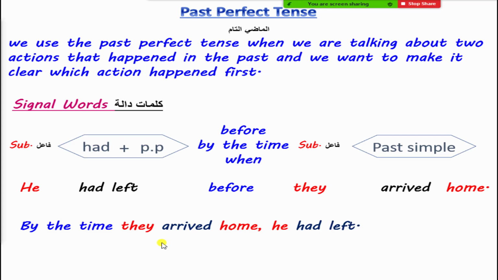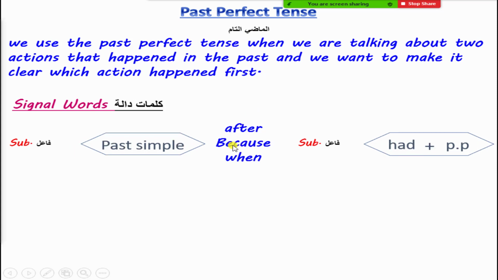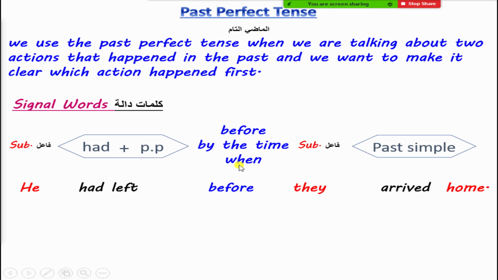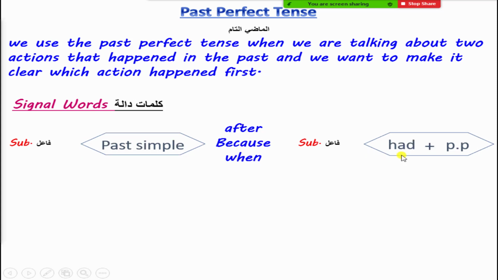Other signal words or keywords for the past perfect: after, because, and when. And take care, when comes either before the past perfect or after the past perfect. So when can be used in two positions: after the past perfect, or before the past perfect. After and because always come before the past perfect, and the past simple comes before them.